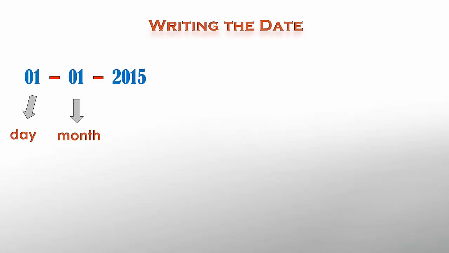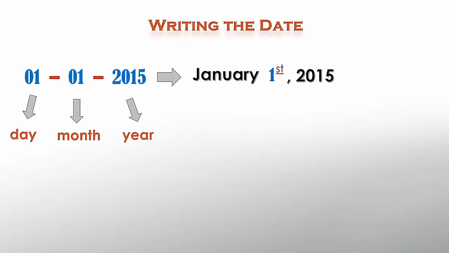Now let's learn how to write the date. In the USA, this is the month. But everywhere else in the world, it's the day. This is the month, and that is the year. We write this as January 1st, 2015.